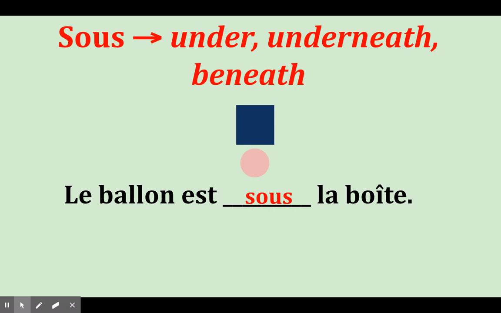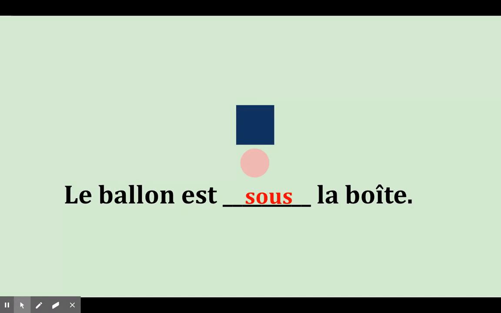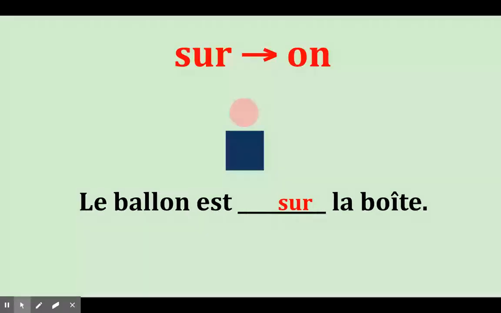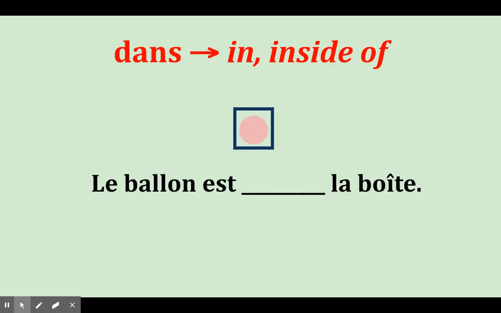Under or underneath is sous. It sounds a lot like on, doesn't it? It's a little different. Say it after me. Sous. Sur is on. It's pronounced sur. It's a high U. And sous is a low U. Sous, under, underneath, beneath. Le ballon est sous la boîte. The ball is under the box.